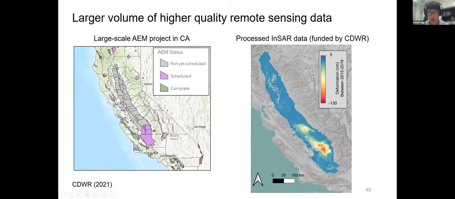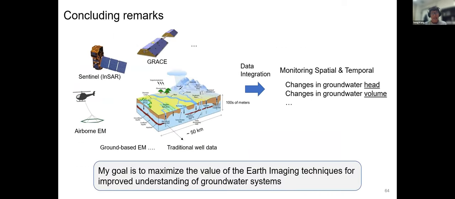And the California Department of Water Resources is also paying a company to process the InSAR data every 6 months. So we're going to get processed InSAR data every 6 months covering the entire Central Valley. So we're getting lots of data, and if we can actually do the idea that I have proposed, it could generate a really useful monitoring system for making a sustainable plan for the groundwater system in the Central Valley. And here's my conclusion.